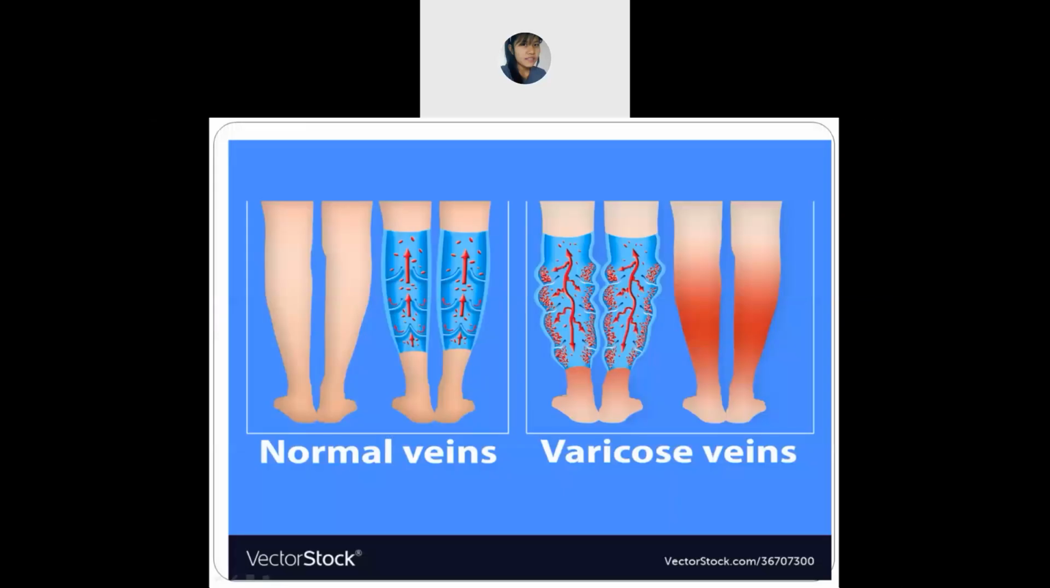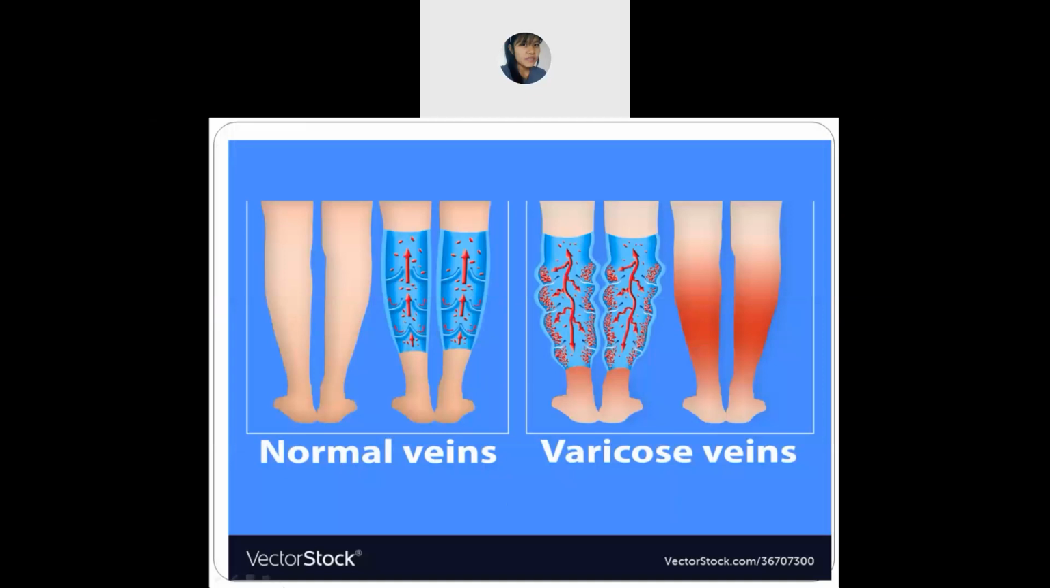Before starting, I would like to show you this picture of the normal vein and the varicose vein. This is the normal vein. The veins go upwards in this direction. But in the varicose vein, you can see from the picture itself that it's not normal. It's not going upwards. It's going everywhere, like it's clotting, it's blocked. That's why it's appearing in this manner.